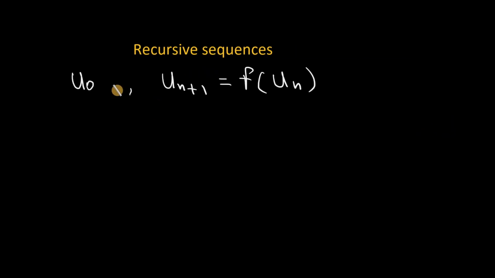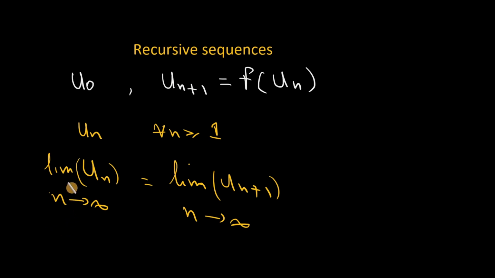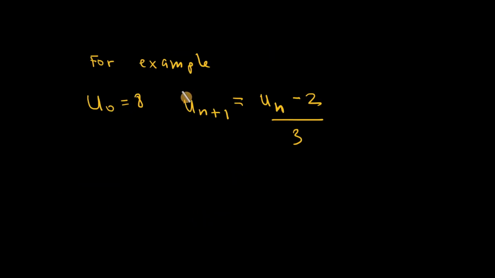Recursive sequences. These are sequences that are always written in the form u0, un plus 1 is equal to f of un. That is, un plus 1 is always a function of un. Any sequence un for every n greater than or equal to 1 is recursive if the limit of un as n tends to infinity is equal to the limit of un plus 1 as n tends to infinity. For example, u0 equals 8, un plus 1 is equal to un minus 2 over 3 is a recursive sequence because un plus 1 is a function of un.